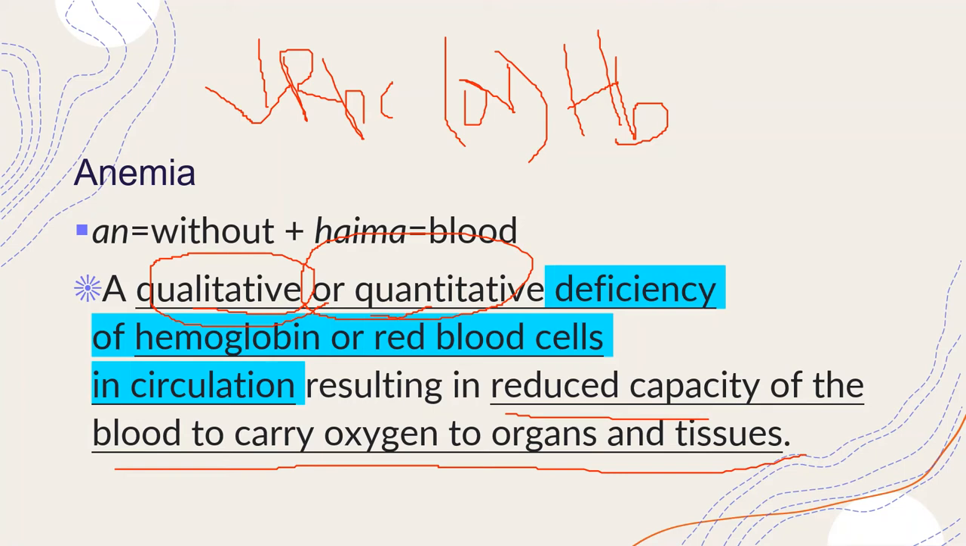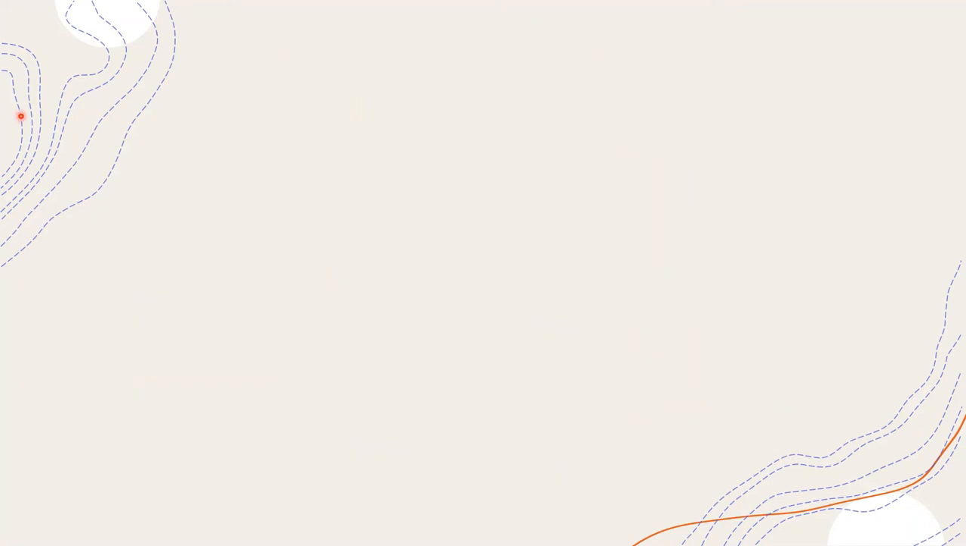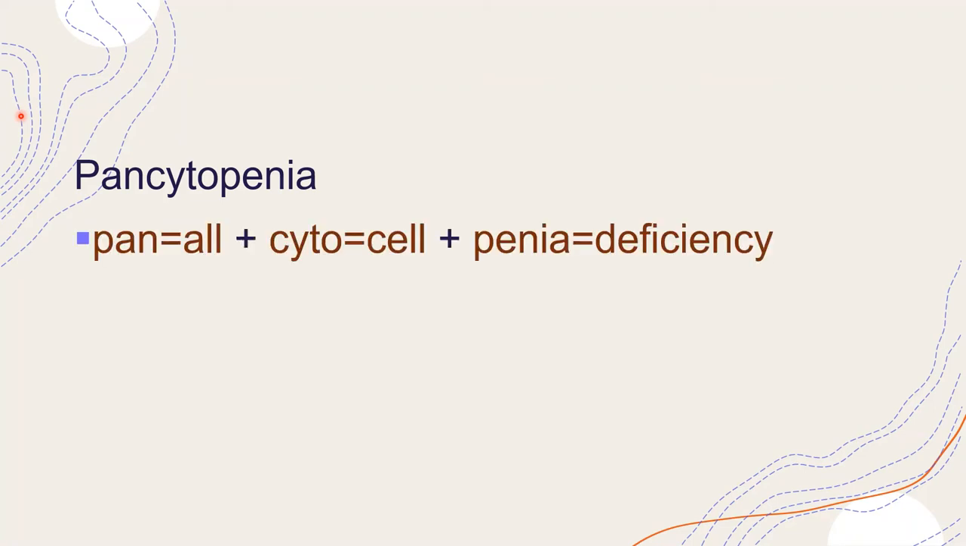Basically, in regards to this question, you need to understand that anemia is a decrease in the RBC count or hemoglobin concentration. The term pancytopenia is derived from three word parts, which are pan, meaning all, cyto, meaning cell, and penia, meaning deficiency. It means the deficiency of all cell types in the blood.